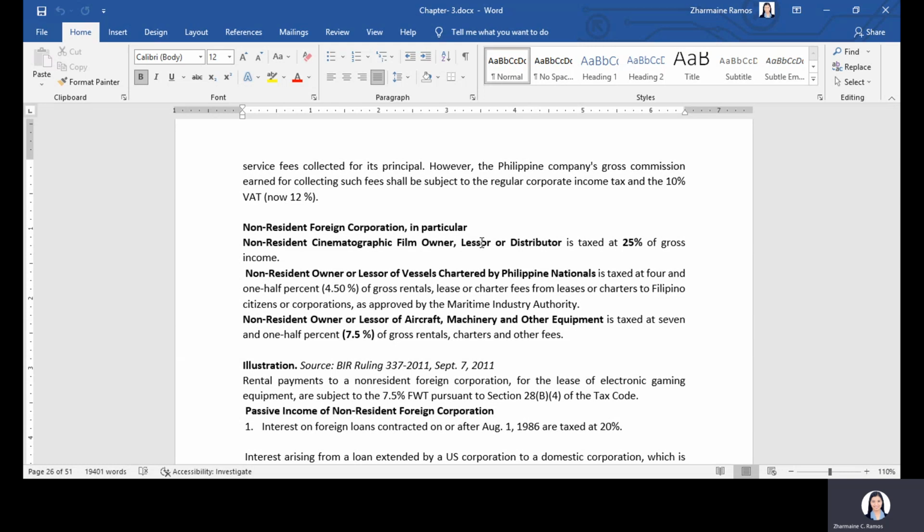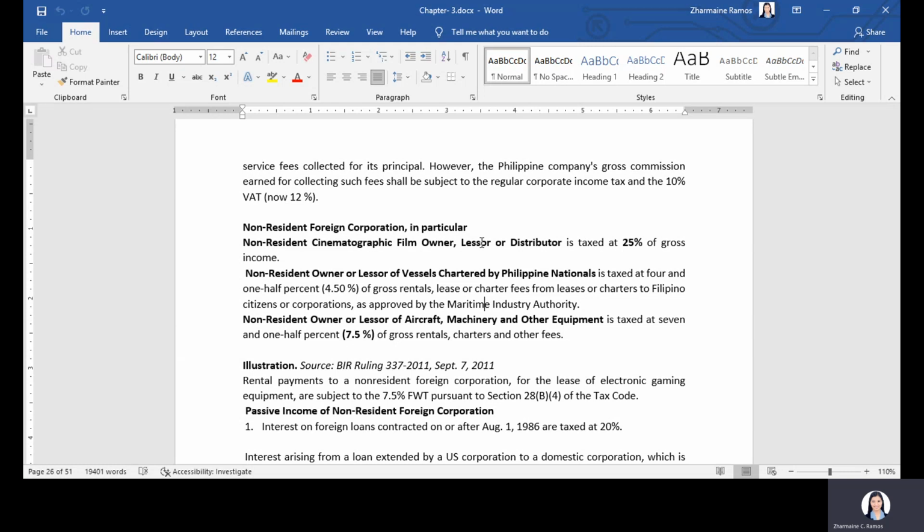Pag naman non-resident owner or lessor of vessels chartered by Philippine nationals, so it is taxed at 4.5% of gross rentals. So, puro gross siya. Gross rentals, lease or charter fees from lease or charters to Filipinos. So, yung kung nagparent sila, so 4.5 ang tax rate. Non-resident owner or lessor of aircraft, machinery and other equipment, so they are taxed at 7.5% of gross rentals, charters, and other fees.